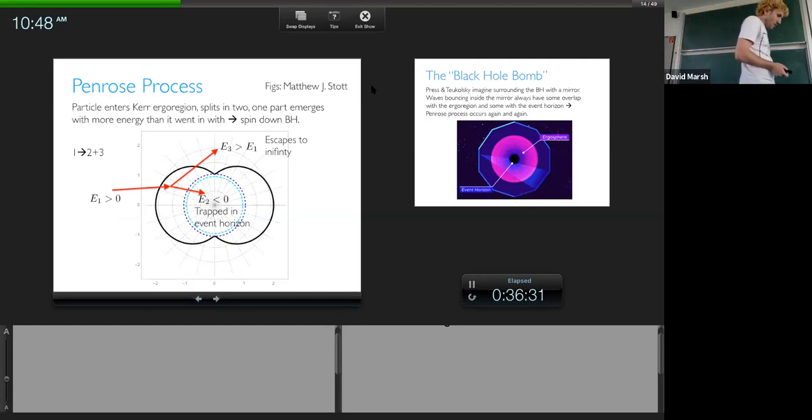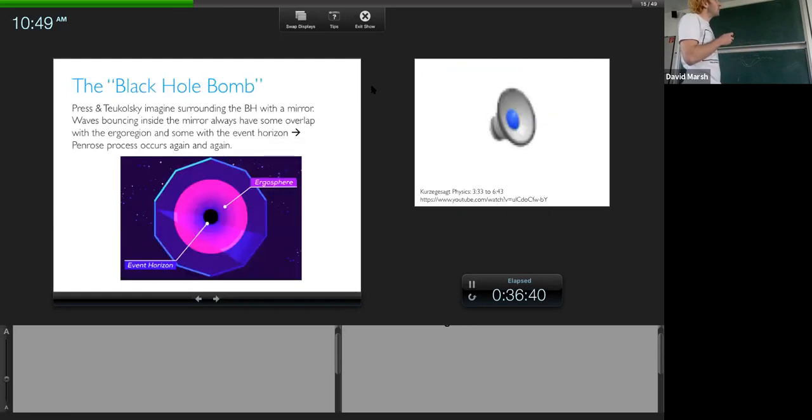This idea was built upon, in a kind of cartoon way, in the way we think of Dyson spheres, by Press and Teukolsky, who talked about using this process to make a so-called black hole bomb. Sounds like something out of a James Bond film or something. So Press and Teukolsky imagined surrounding the black hole with a mirror, and then having waves bouncing around inside. So the waves always have some overlap with the ergo region and some overlap with the event horizon.